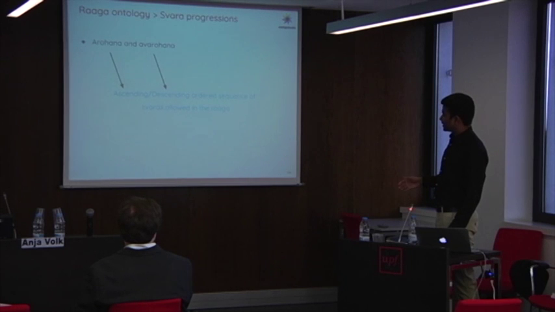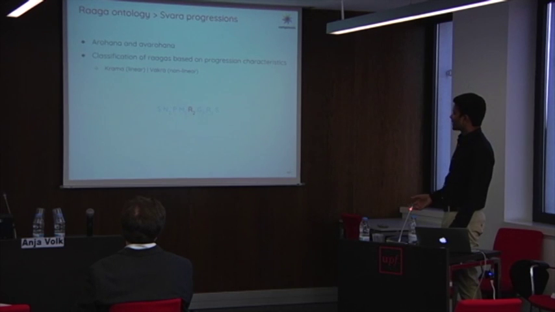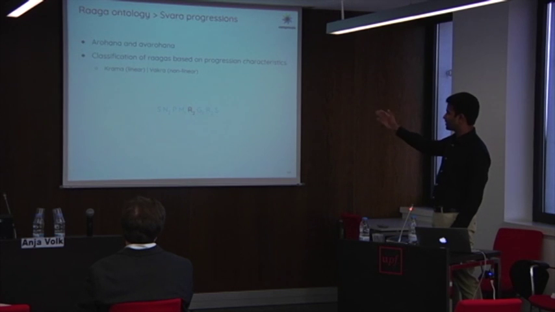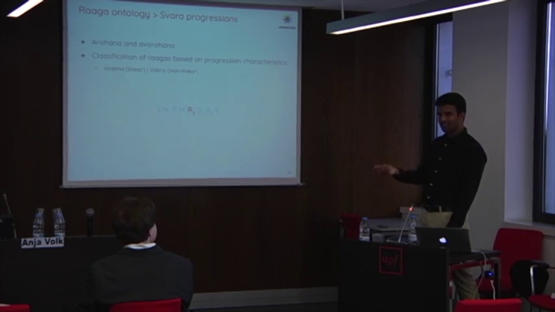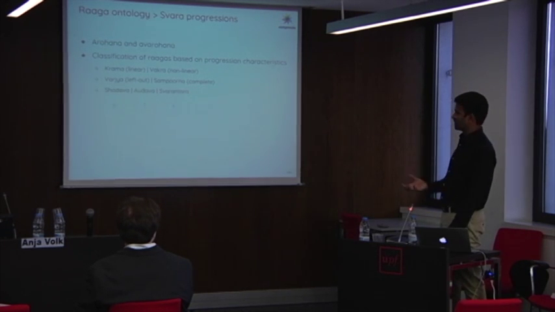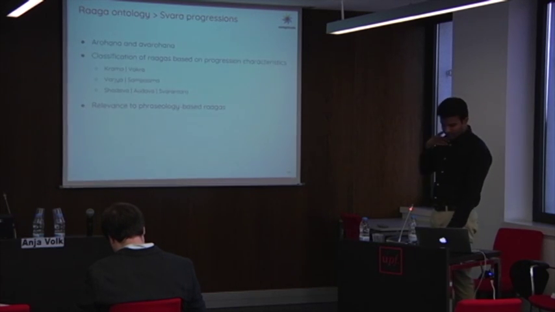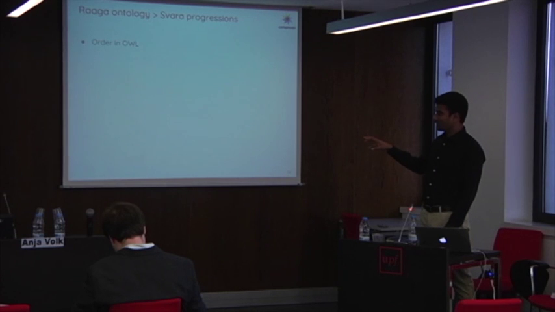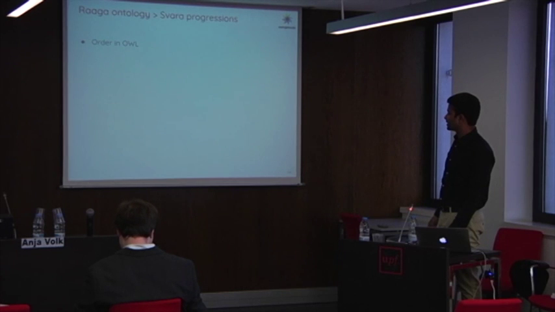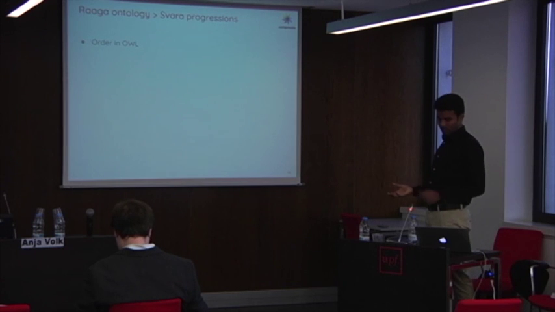And the next thing in the raga ontology is arohana and avarohana, which are basically ascending and descending ordered sequences of swaras. And based on these progressions, there are several classifications of ragas, like linear versus non-linear, where we identify a particular descent in an ascending pattern or vice versa. And similarly, the other classifications are basically characteristics of these progressions. And a noteworthy point is that these classifications are more theoretical, and some musicians dispute the relevance of these to phraseology-based ragas. And one of the challenges that we faced in modeling these progressions is to design order in OWL.